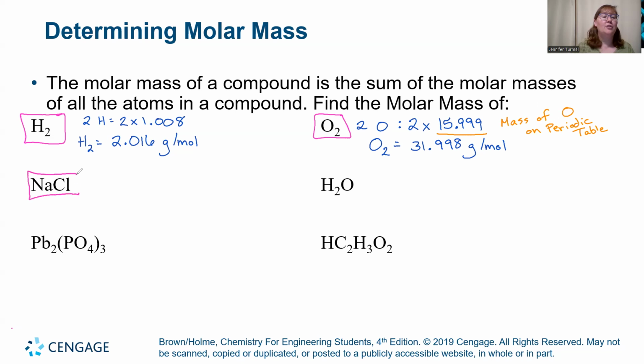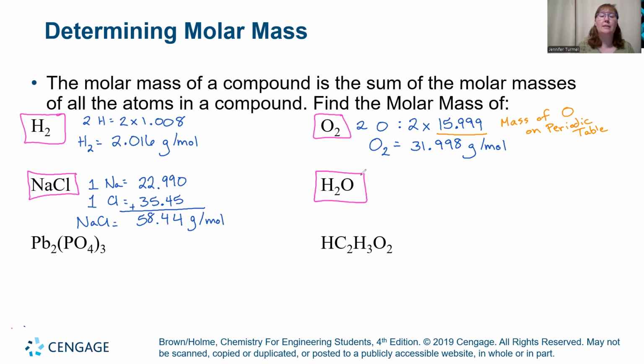And so now we have our sodium chloride, and this is just going to be a tiny bit different. So we have 1 sodium, and that means that we only have 1 of these, and that's 22.990. And we have 1 chlorine, and chlorine is 35.45. So I add these together, and I get 58.44. And that means that sodium chloride is 58.44 grams per mole.